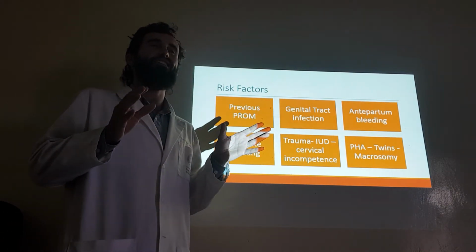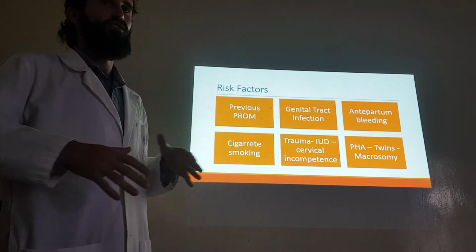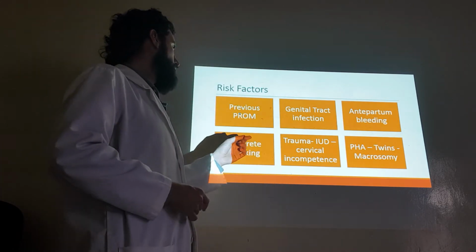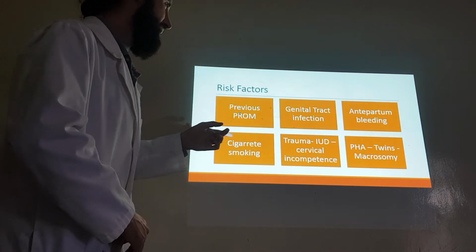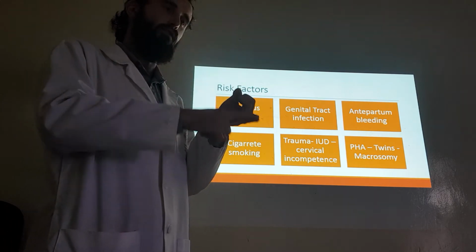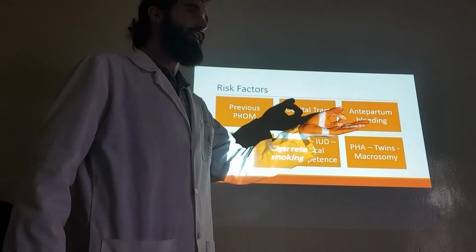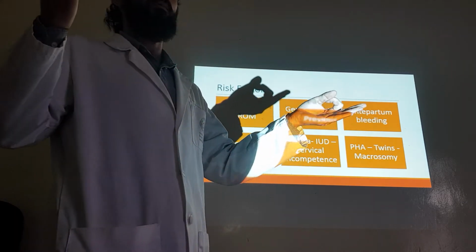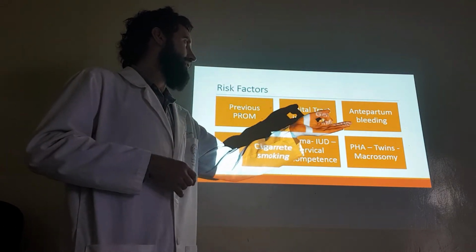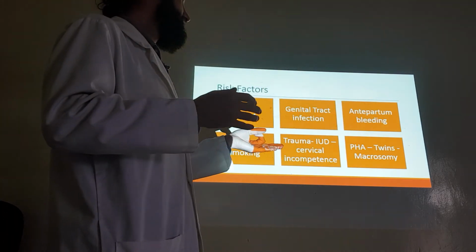As all the obstetricians know, to have a previous event is a risk factor for the next one. So the first risk factor is to have another pregnancy with premature rupture of membranes. Genital tract infection, urinary tract infection, and for example STIs are also risk factors. Antepartum bleeding, as the last class was about antepartum bleeding, so we can check the notes. But abruptio placenta or all the antepartum bleedings are risk factors.